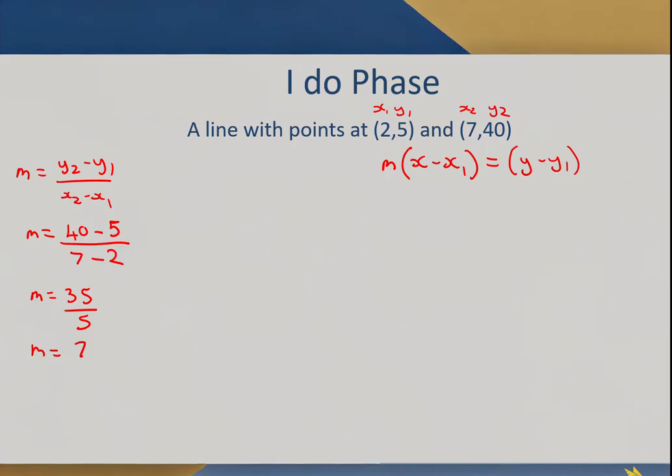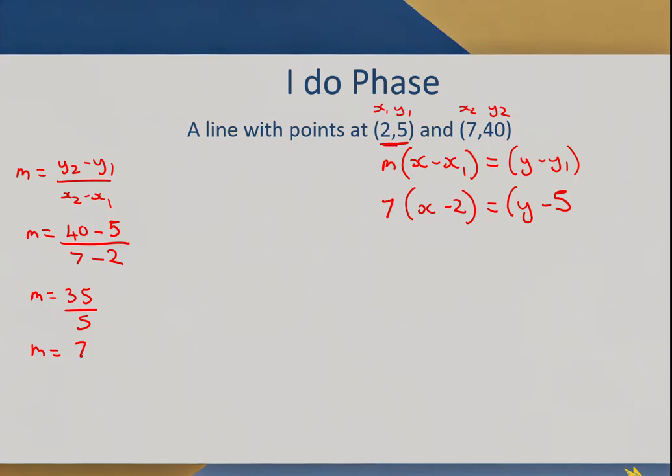Okay, so if I'm going to find the equation, I just need to pick one of those 2 points and use my gradient. I'm going to always use the smallest numbers to make it easier for myself. So that means I'm going to have 7(x take away 2) = (y take away 5). Because I picked this x, I had to use that for y.